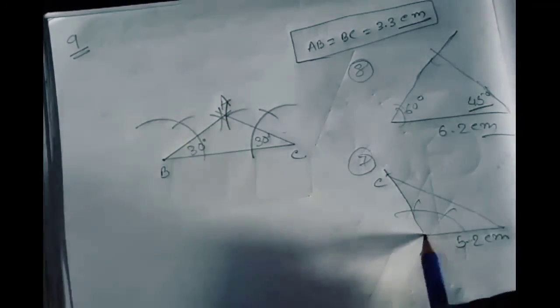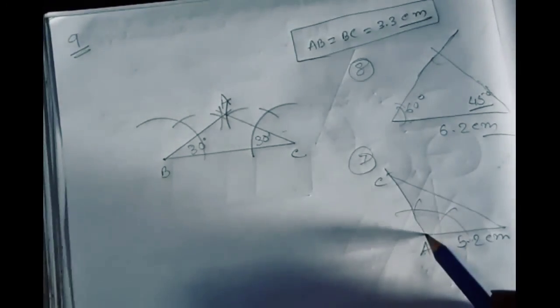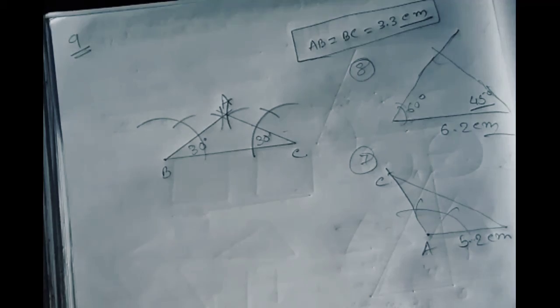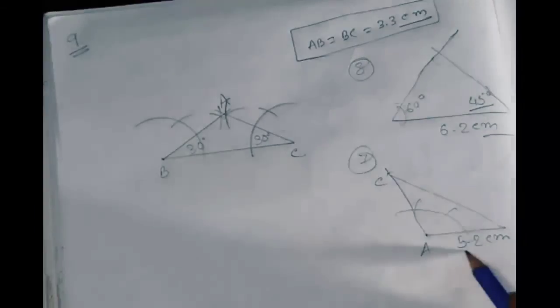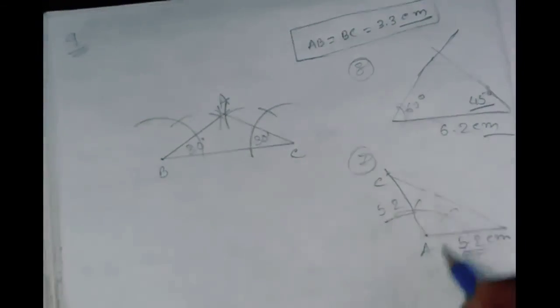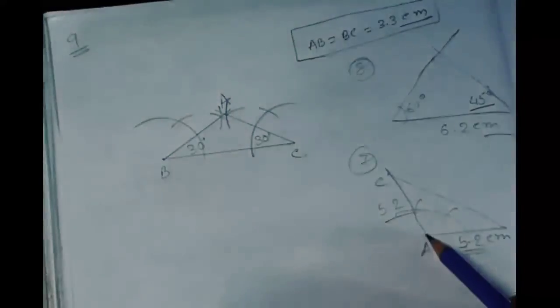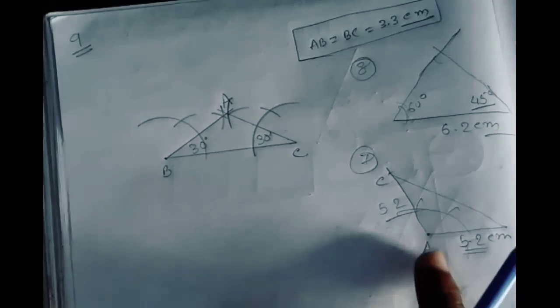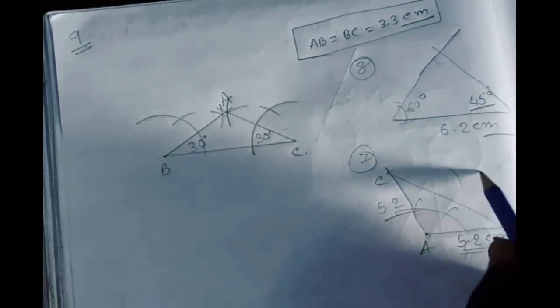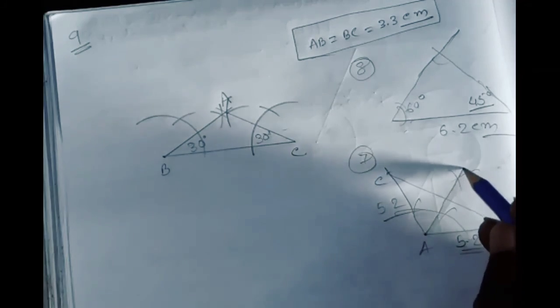Next we have to draw AD perpendicular to BC. Since it is an isosceles triangle, this is 5.2 centimeter, this is 5.2 centimeter. So if we draw the bisector of this angle, the bisector of this angle should be the perpendicular to this side BC. Okay, so that's the process.